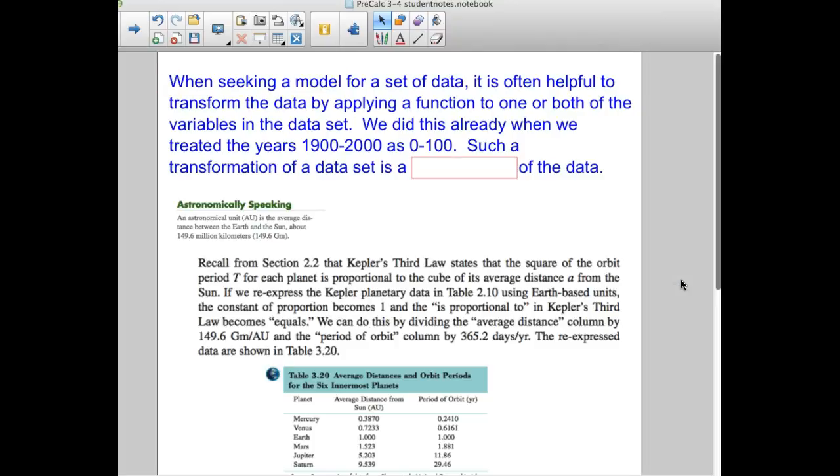If we are seeking a model for a set of data, it is often helpful to transform the data by applying a function to one or both of the variables in the data set. This we did already when we treated a year, like if we were going from 1900 to 2000, we rewrote it thinking of it as 0 to 100. So we would have said, let x equal the number of years after 1900. That process is called re-expressing the data.